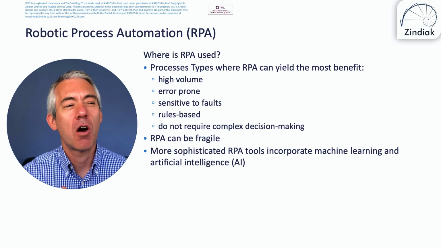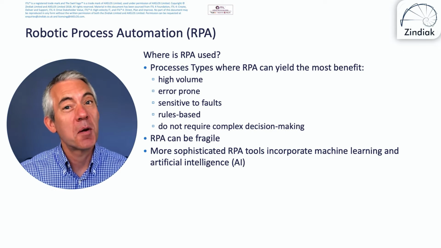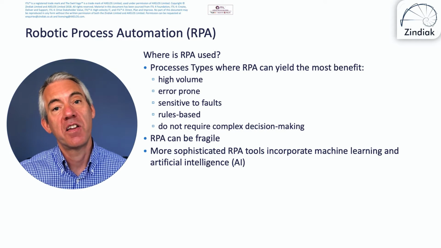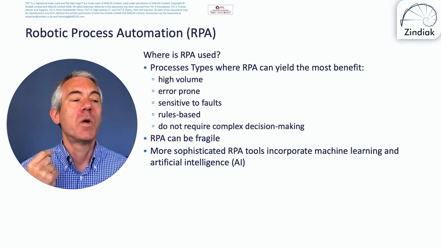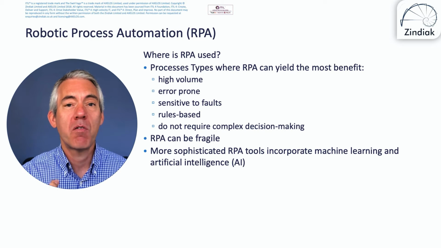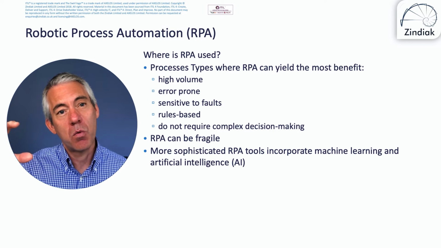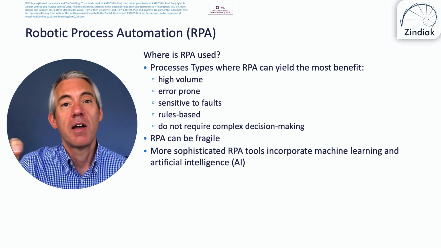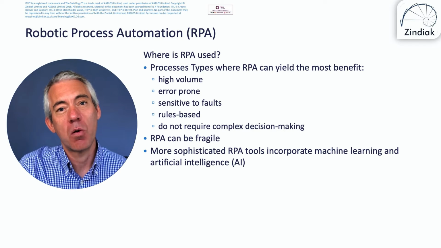And where it doesn't require complex decision making. Obviously, if it requires complex decision making, the software becomes more complex, the software is going to cost more, and then potentially the cost benefit analysis changes and the benefit might not be as great. We do need to be careful. RPA, robotic process automation, can be fragile. Because we're not changing the system, we're just interfacing with the system and interacting as the human would. If that system changes, then the RPA can stop working.